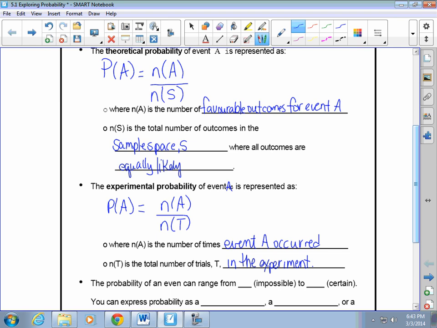Experimental probability then is based on how many times it took you to get the number you were looking for. So if you're trying to get 9 tails on a coin flip, how many times did it take you to get 9 tails? Maybe you had to flip the coin 25 times in order to get that.